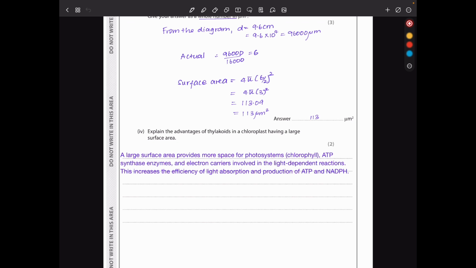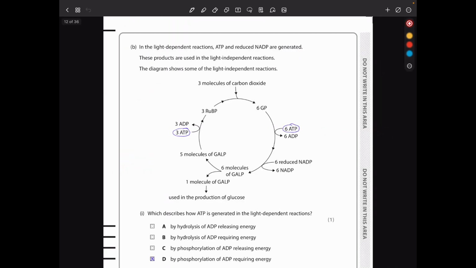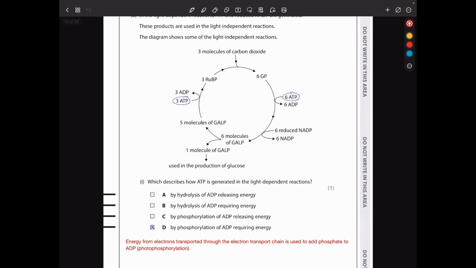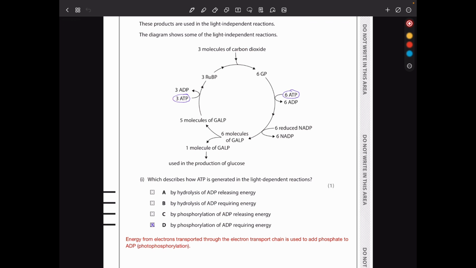This increases the efficiency of light absorption and production of ATP as well as reduced NADP. In part B, in the light-dependent reactions, ATP and reduced NADP are generated. These products are used in the light-independent reactions. The diagram shows some of the light-independent reactions. We can see this is a portion of the Calvin cycle.